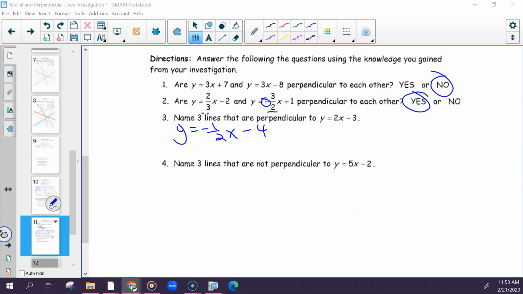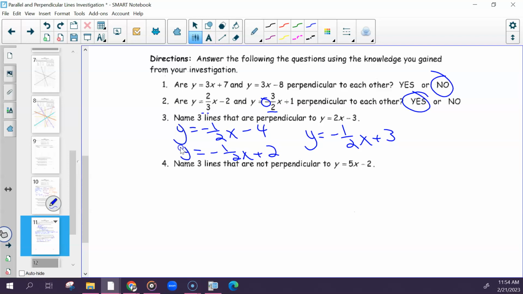Lily, are you raising your hand? Yeah. Okay. You need one more that is perpendicular. Sophia. Even though all of the lines we just found are parallel to each other, they're perpendicular to the original.